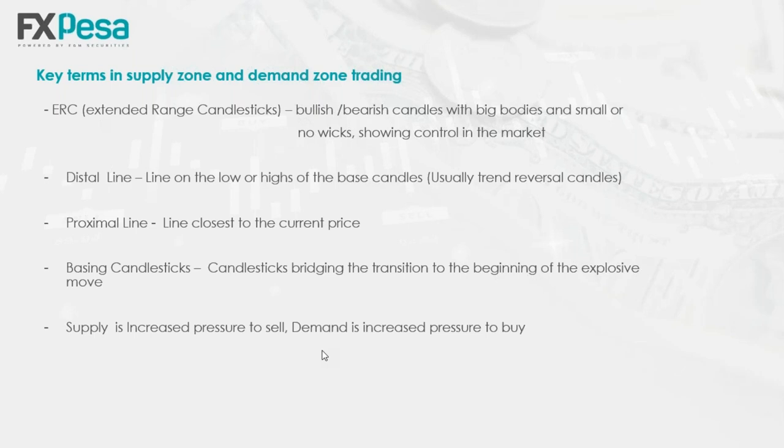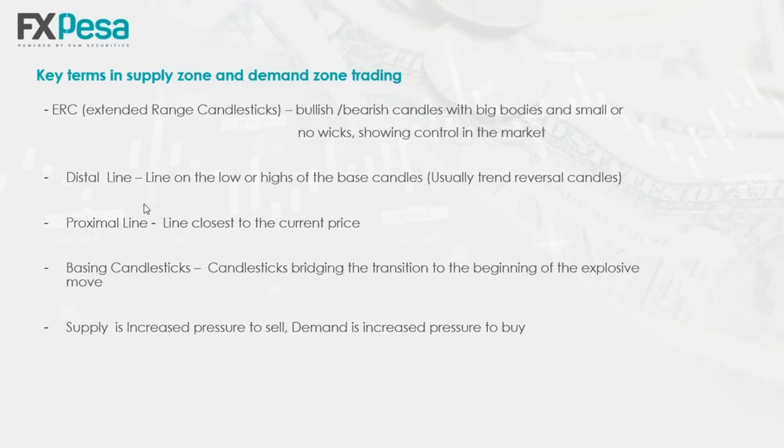The other term is distal line. So distal line is basically the line that you would draw farthest from the current market price level. So this is the line that would be far away from where the current market level is.